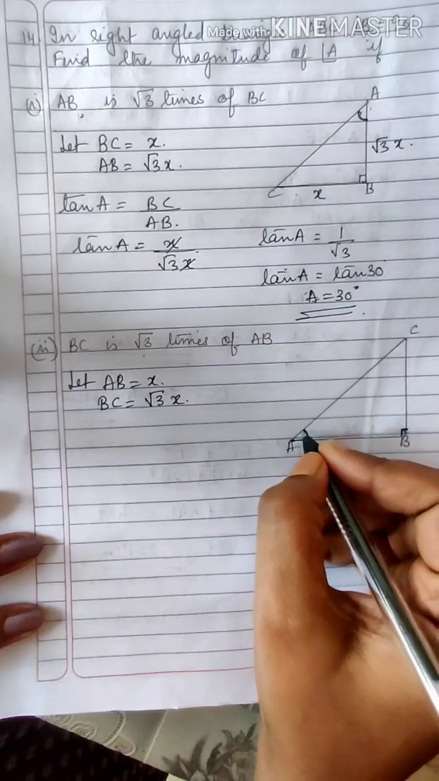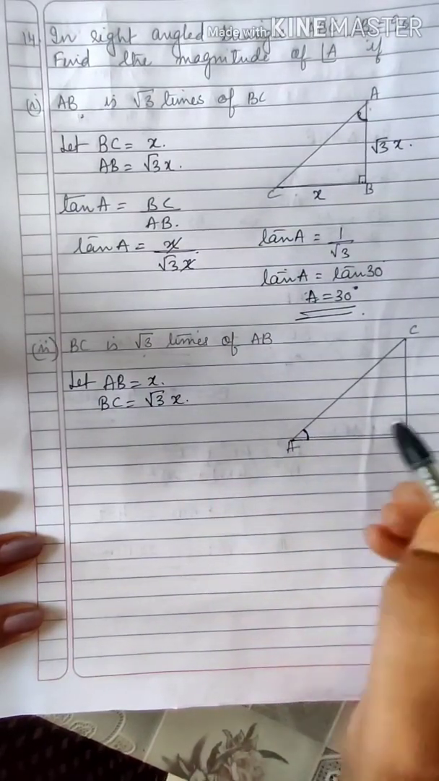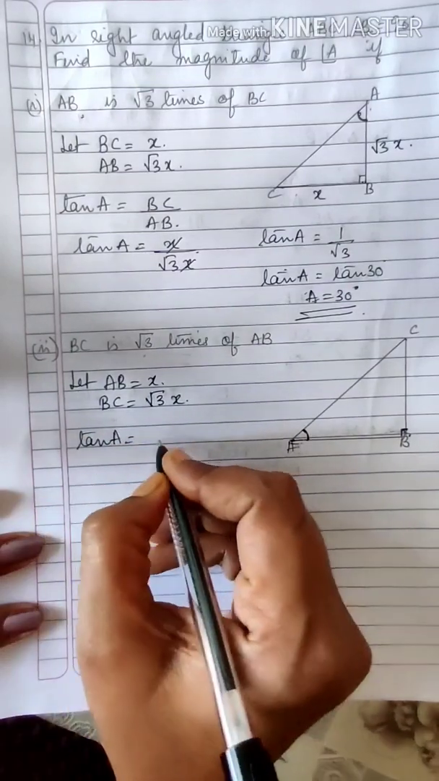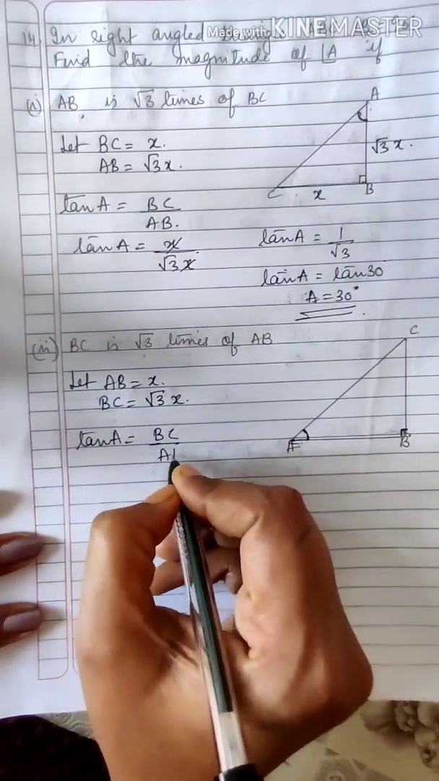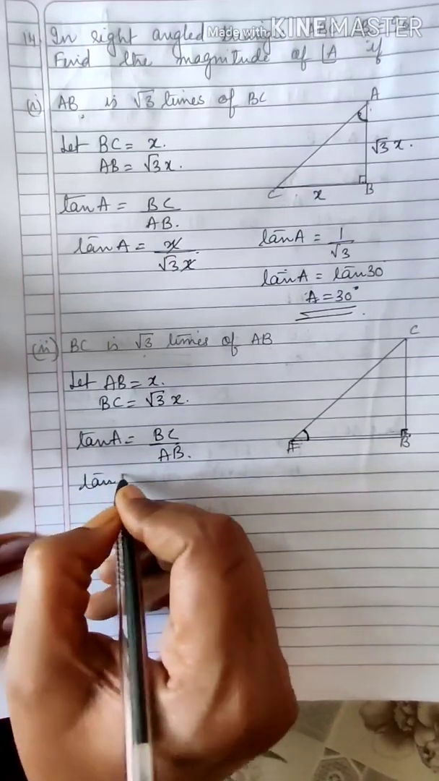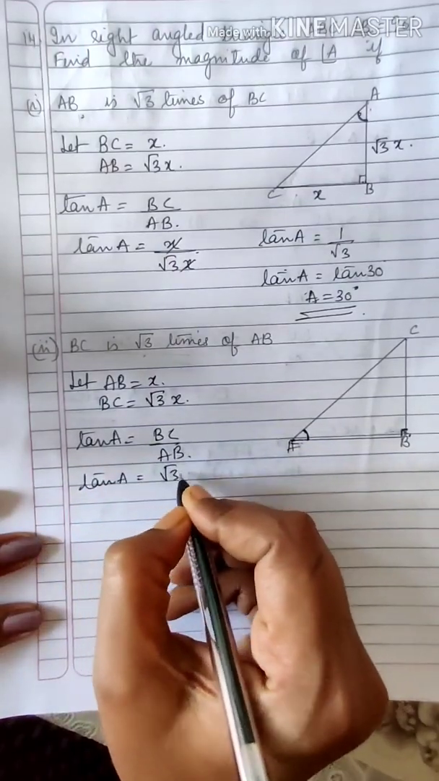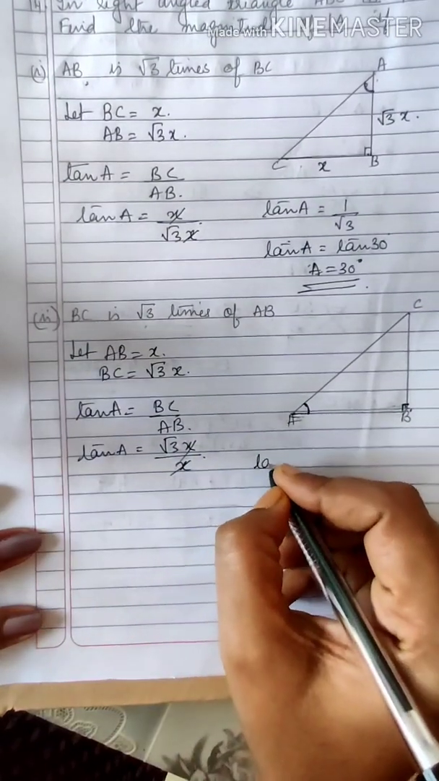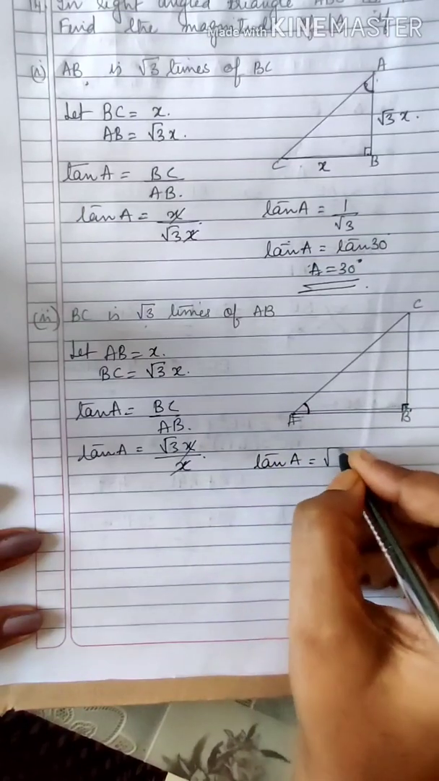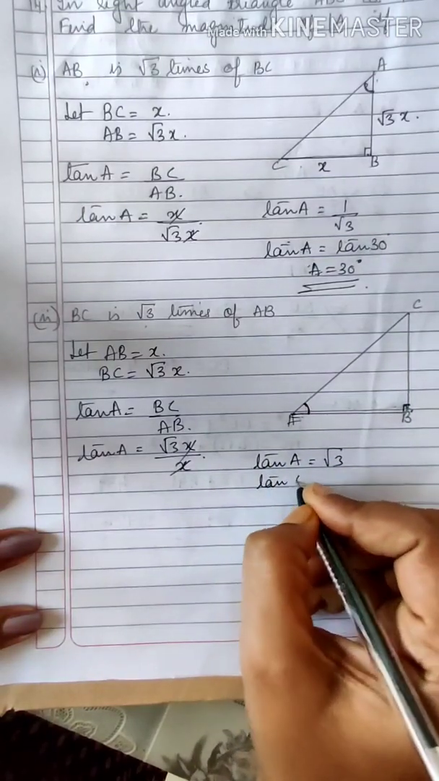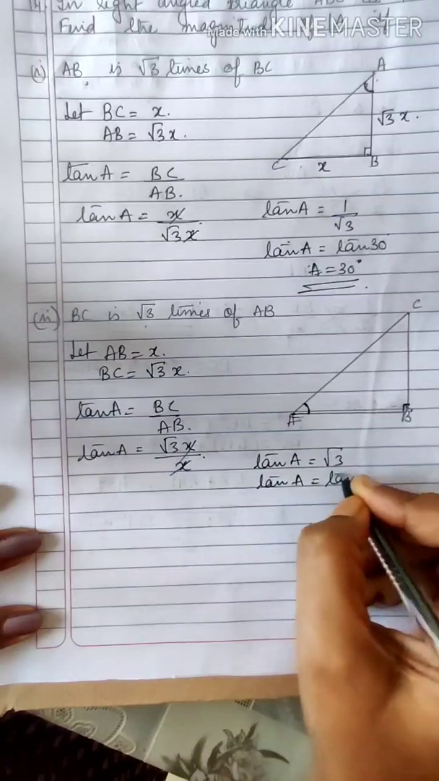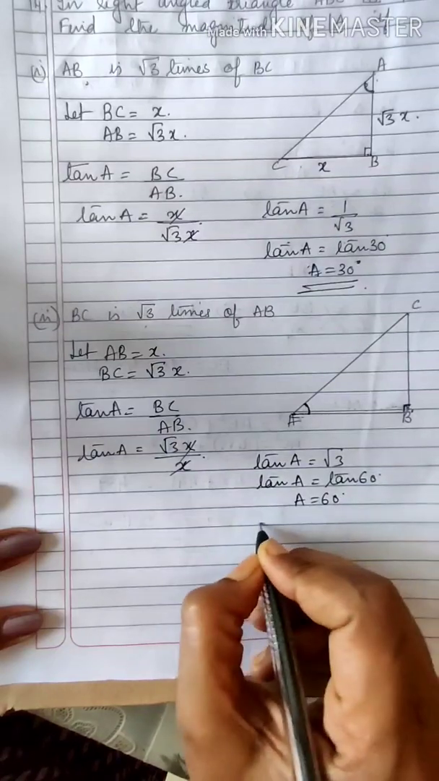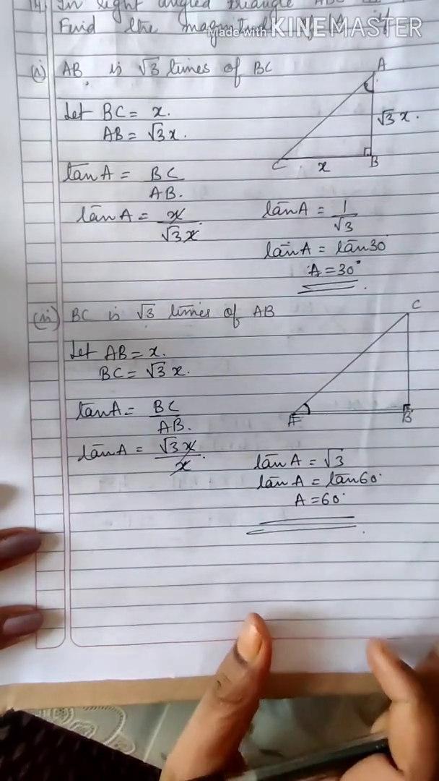Now with reference to this angle A, BC is your perpendicular and AB is the base. So tan A is equal to BC upon AB. So tan A is equal to root 3x upon x. x and x get cancelled, which gives you tan A is equal to root 3, and tan A is equal to tan 60. The value of tan 60 is root 3. So A will be equal to 60 degrees.